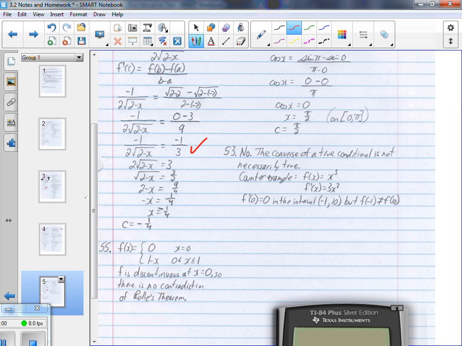At this point, notice how I've got a negative left side and a negative right side. I just multiply each side by negative 1 to be done with the negative. Then do cross product. So 2 times square root of minus x times 1 is 2 square root of minus x. 1 times 3 is 3. Then 2 to both sides. Then I divide both sides by negative.